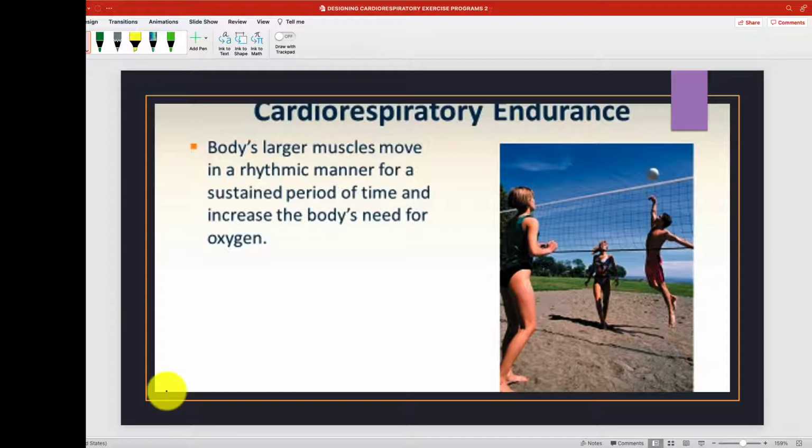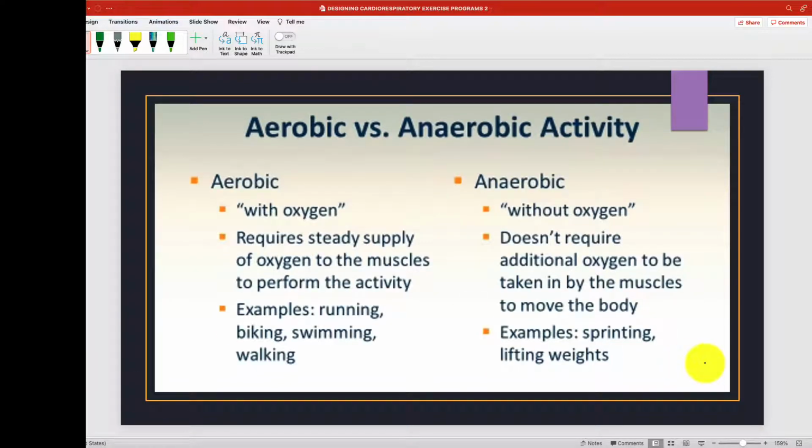Okay, so let's talk a little bit about this. You guys all know this, but I'm just going to go through it to make sure so we don't get any mistakes on the quiz or the project that you guys are doing. When we classify these activities, they're either aerobic or anaerobic. And what we're really talking about here is the energy systems, right?